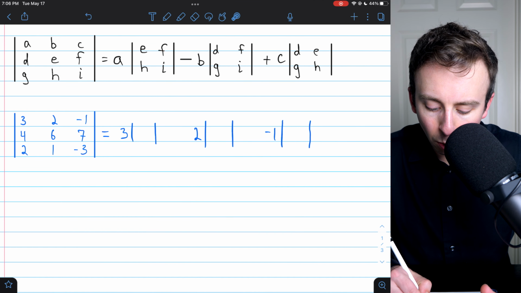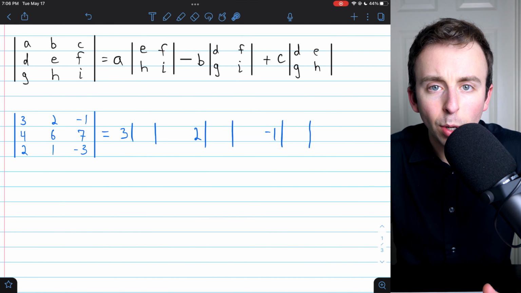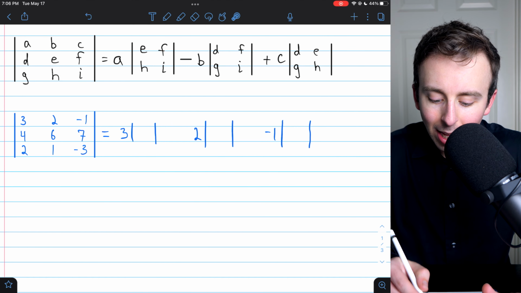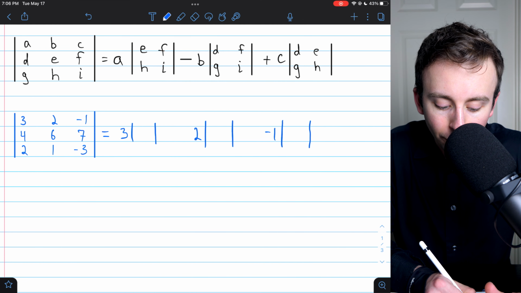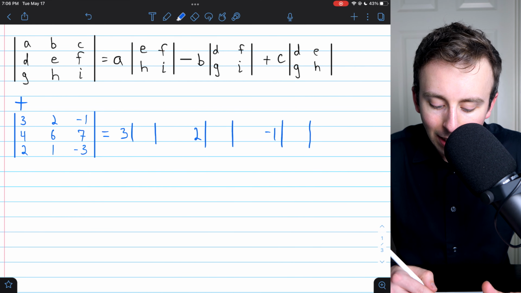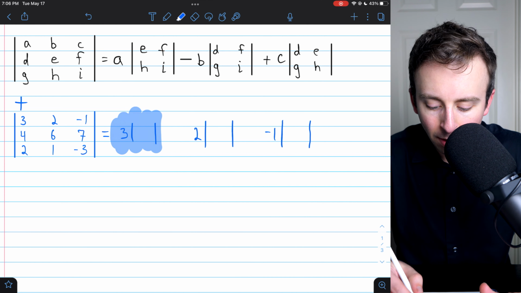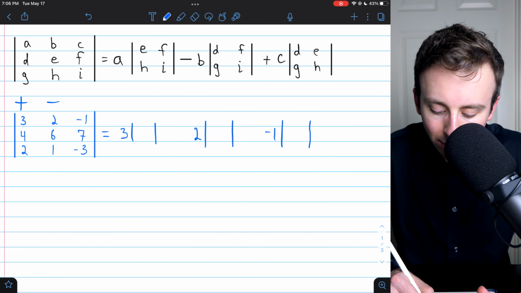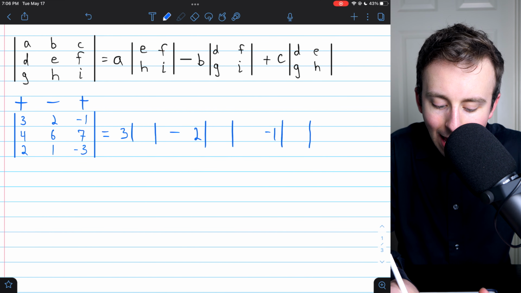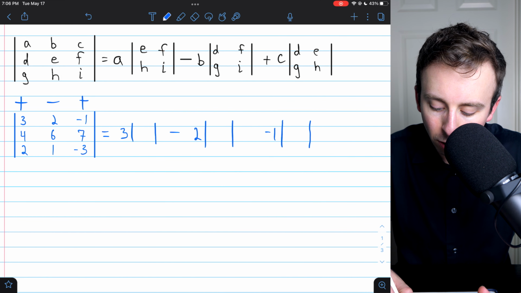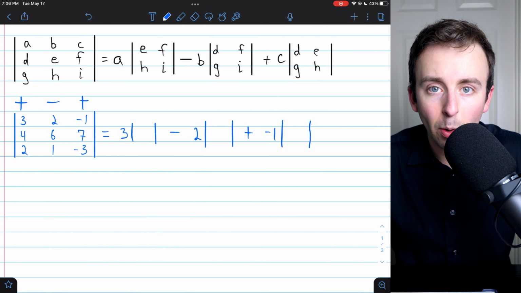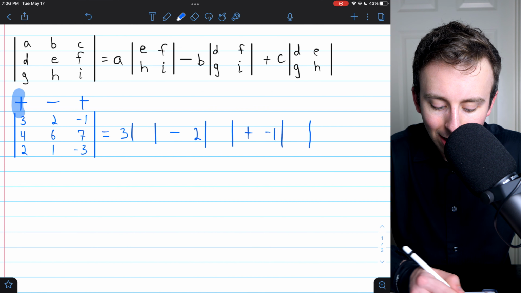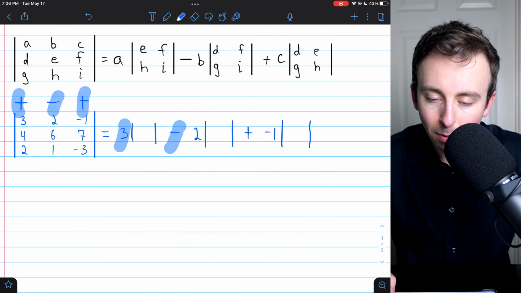Then you should ask, what's actually happening between these three things? Are they getting multiplied or added or subtracted? Well, it's actually alternating. So first we have plus, meaning this first thing should be added. Then we have minus, so this second thing should be subtracted, and then we have plus, so the third thing should be added. And this is always how it works. It doesn't depend on the specific 3 by 3 matrix. It's always plus, minus, plus.